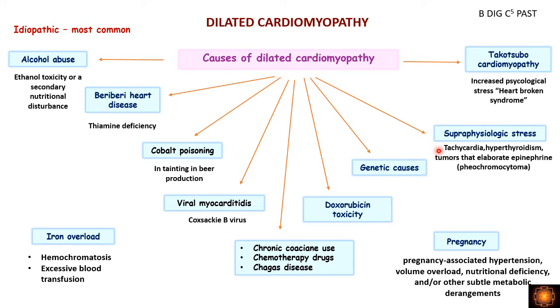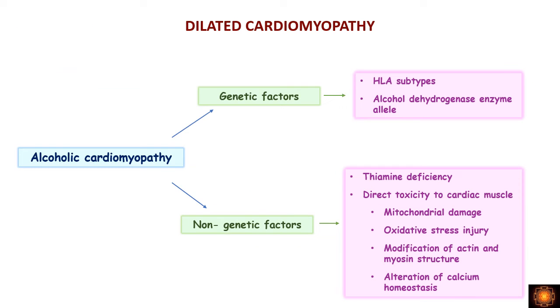And a small shortcut to remember this is B-Dic-C past. So C5 past, because we have 5 C's in this: chronic cocaine use, chemotherapy, Chagas disease, cobalt poisoning, and Coxsackie B virus. So C5 we have. So B-Dic-C5 past. If you remember this sentence, all the causes of dilated cardiomyopathy will come in that.